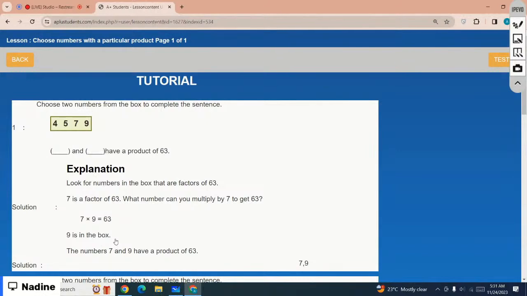For example, choose two numbers from the box to complete the sentence. You have to select two numbers that when multiplied, their product equals 63, right? So you have to select both the numbers from the box. What are the two numbers that when multiplied, their product equals 63? What are these numbers?